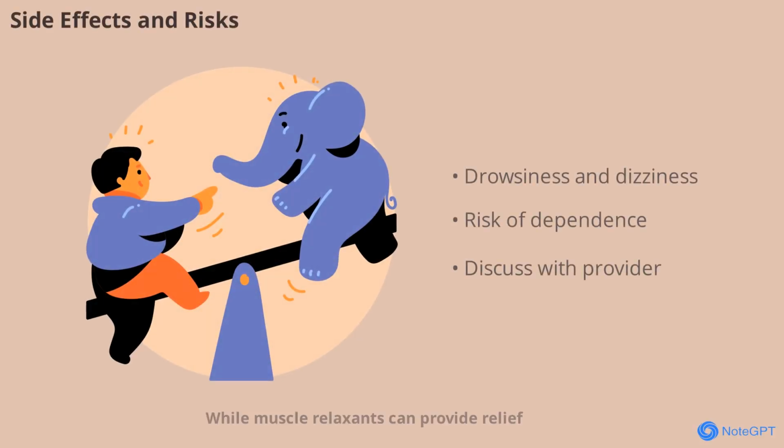While muscle relaxants can provide relief, they also come with potential side effects. Common issues include drowsiness, dizziness, dry mouth, and in some cases dependence or withdrawal symptoms. Some drugs like carisoprodol and diazepam have a higher risk of abuse and should be used with caution, especially in people with a history of substance use. Always discuss possible side effects with your healthcare provider before starting a new medication.